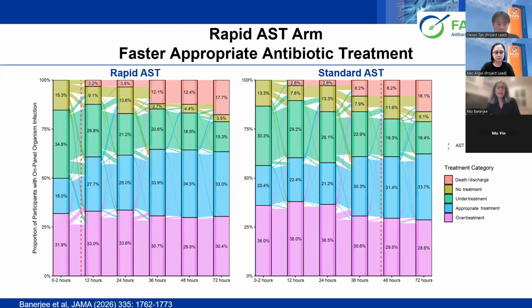And then we wanted to look at appropriateness of antibiotic changes, not just timing of antibiotic changes. So we coded antibiotic utilization from time 0 to 72 hours after randomization, following the ESCMID and the IDSA gram-negative treatment guidelines to determine if something was appropriate treatment or not. And you can see that the different colors reflect no treatment, under treatment, appropriate treatment, or over treatment. And basically, you can see greater movement in the appropriate treatment group in the rapid testing arm versus the standard testing arm within 12 hours or 24 hours. So faster appropriate changes in the rapid testing arm.